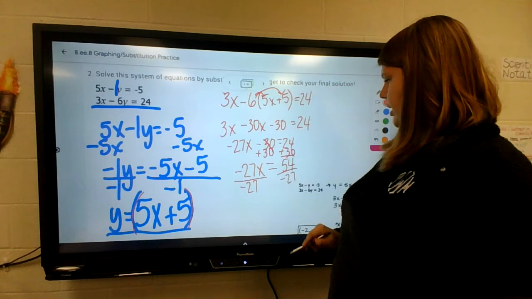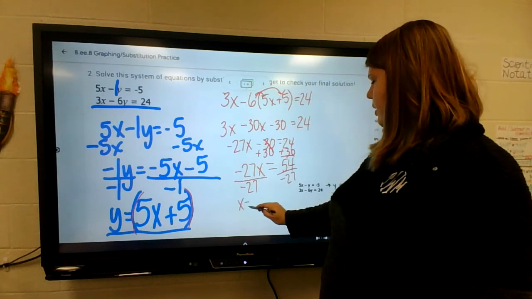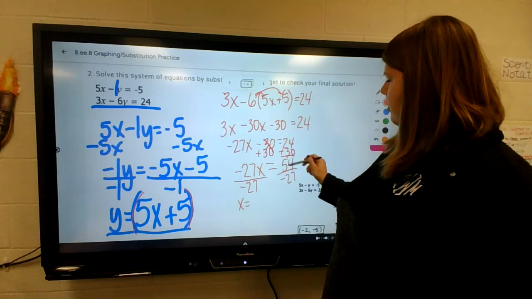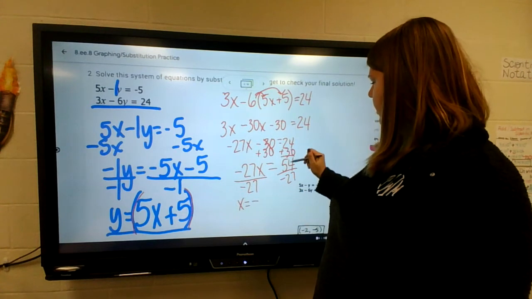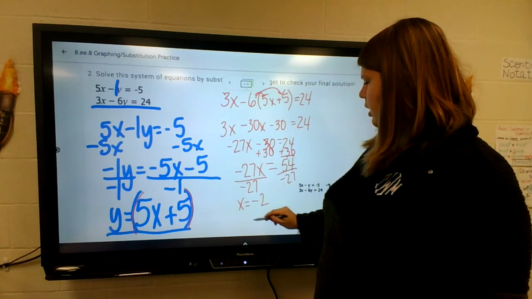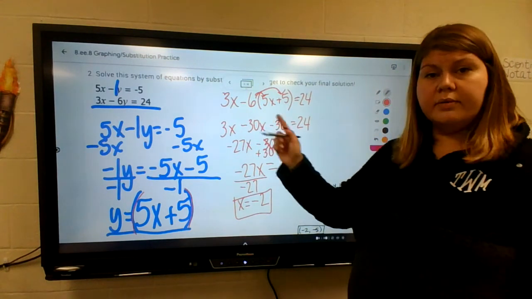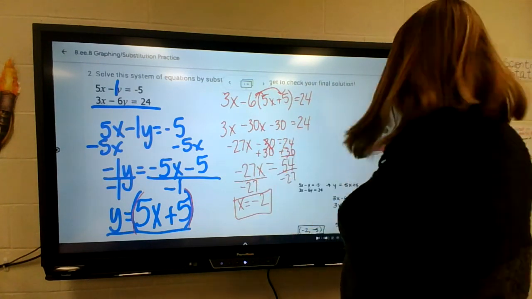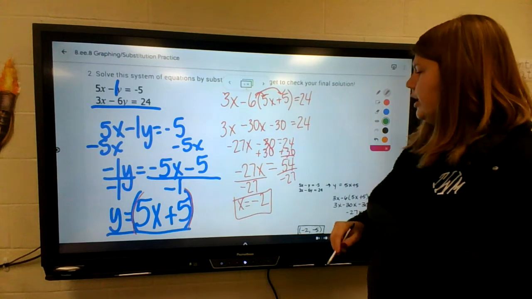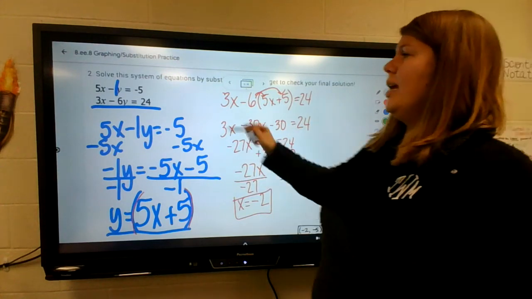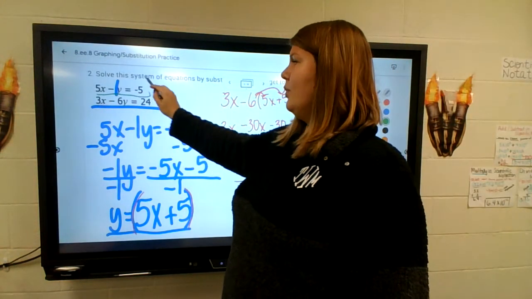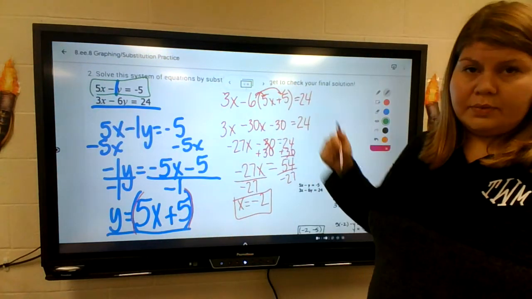Divide by negative 27. So x should be equal to, well, what does that give me? Positive divided by negative, I know it's going to be negative, and that should be 2. So right now I think x is equal to negative 2. Well, now I need to use that in order to solve for y, because remember, you need an ordered pair. So I'll switch to green. So I'm going to go back to one of my originals, and I'm going to choose this top one. It really doesn't matter which one you use, but I'm going to use this one, okay?